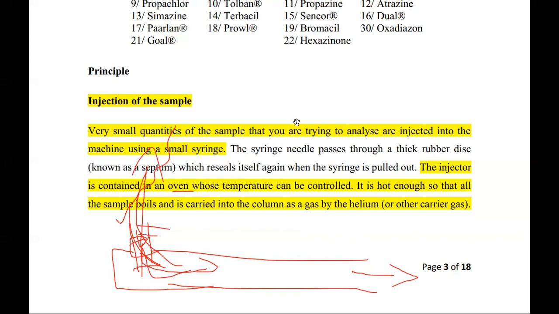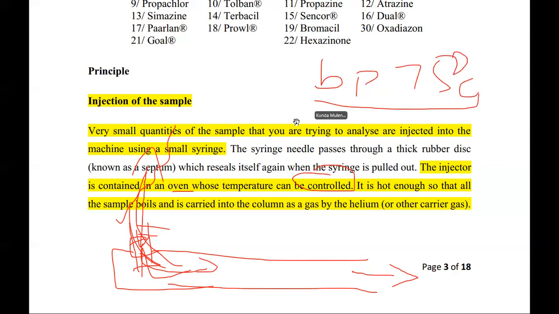So now the liquid that you have will determine the temperature. We're saying the temperature is controlled. So for the liquid that you put in here, if that liquid has a boiling point of 75 degrees Celsius, it means you cannot set your machine at 50 degrees centigrade, because that sample is not going to evaporate. That's what that point is trying to emphasize.